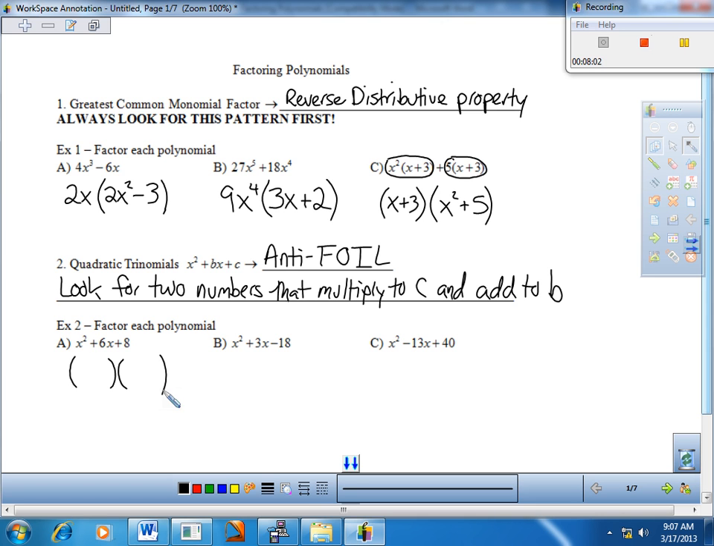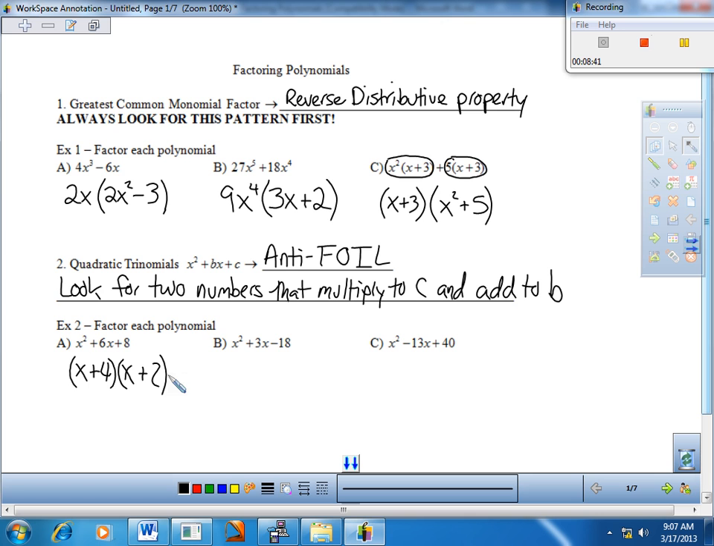And so again, it's the reverse of foiling. So we just kind of look at it, we say, well, what times itself would give us x squared? And so x and x would do the trick. There's our first in FOIL. And then the key is going to be kind of getting the lasts taken care of in conjunction with the outside and inside. And so here's where this little trick comes in. We're just looking for two numbers that multiply to C and add to B. And so here I'm just looking for numbers that multiply to 8, add to 6, and I hope you're all right with me saying it's 4 and 2.